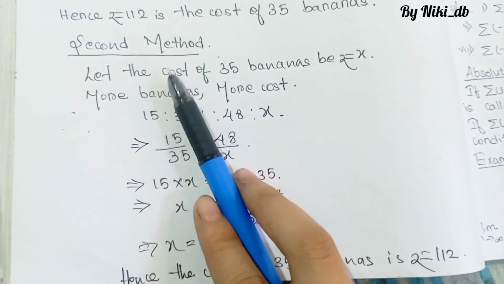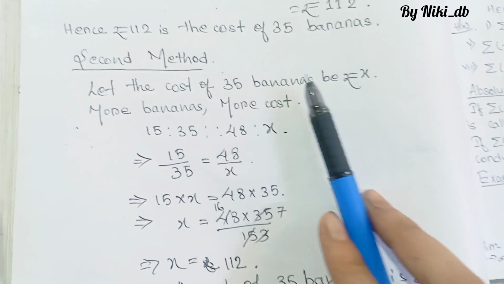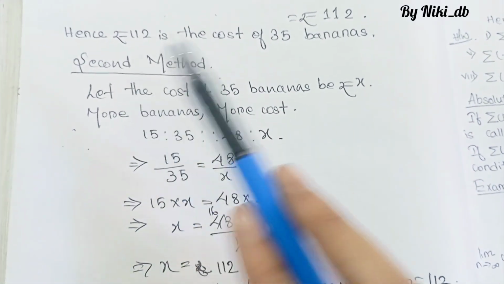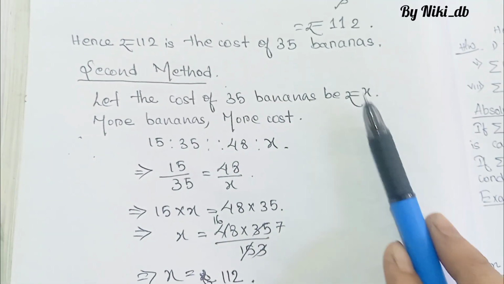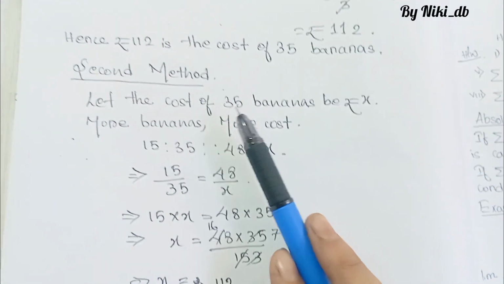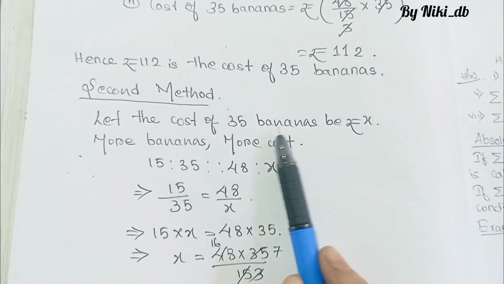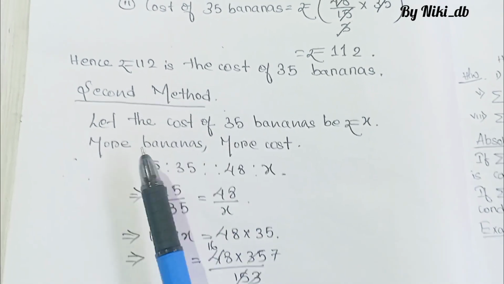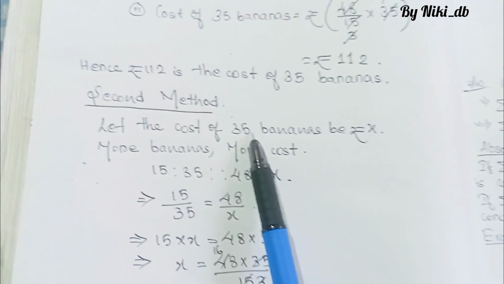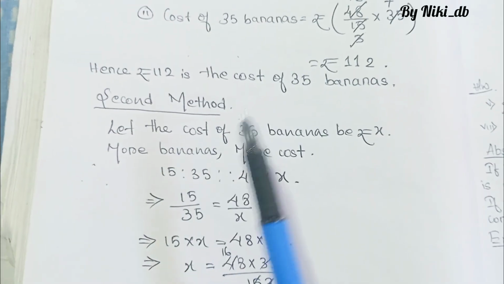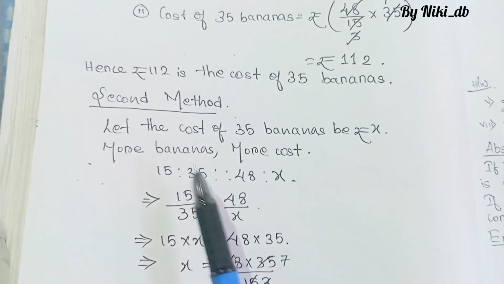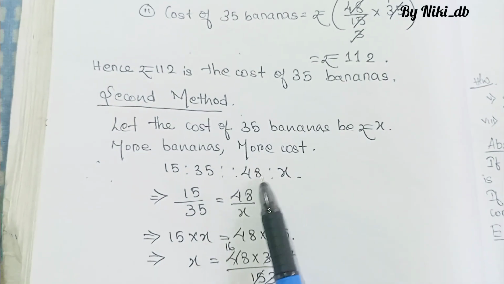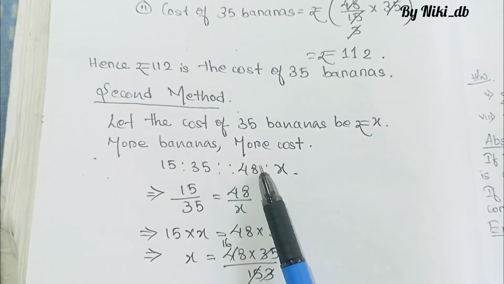So second method. In second method, here we consider the cost of 35 bananas to be rupees X. Here we consider bananas as articles. So we know that more articles, more cost. More bananas, obviously 35 is more than 15, more will be the cost. So here we will write the bananas in one proportion, that will be proportional to another one, that is the cost.